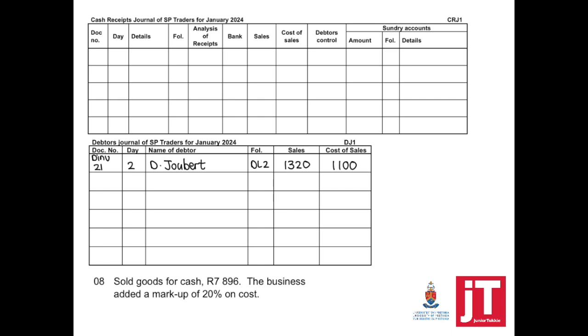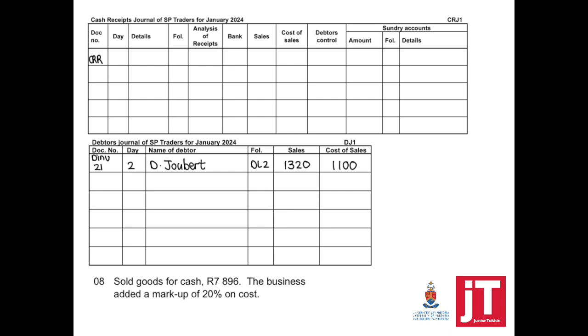On day 8, sold goods for cash 7,896. The business added a markup of 20% on cost. So they didn't provide you with the source document. So the key words there are sold goods for cash. This means that it must go to the cash receipts journal. But now they've only given you the selling price, so you need to calculate the cost.